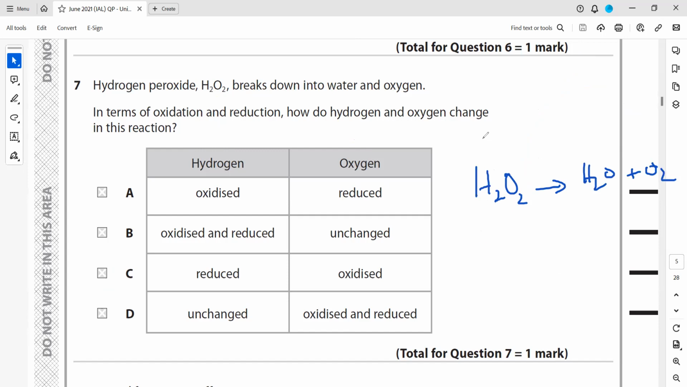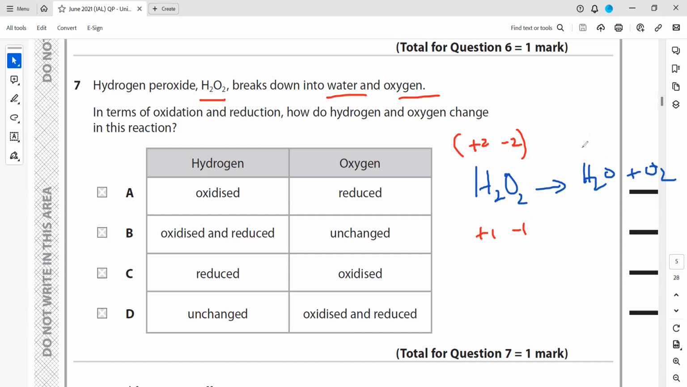Each hydrogen is +1. There are two hydrogens, so it should be +2. Because this is a neutral molecule, the total for oxygen should be -2. So if the two oxygens have -2, each oxygen will be -1. Then it is forming water and oxygen. I thought it was forming hydrogen and oxygen, but here it's water and oxygen.